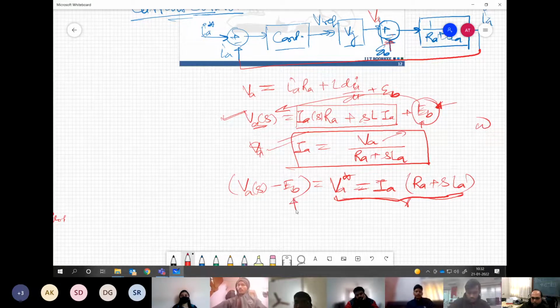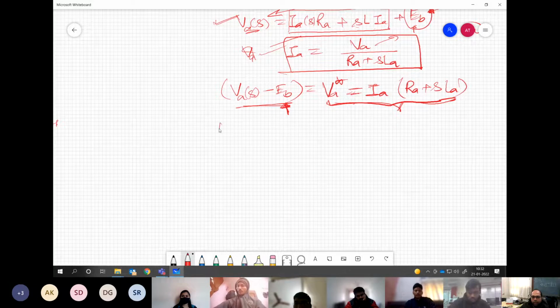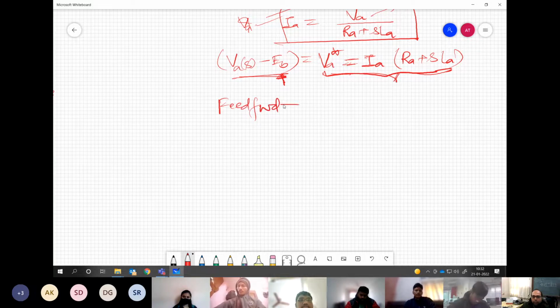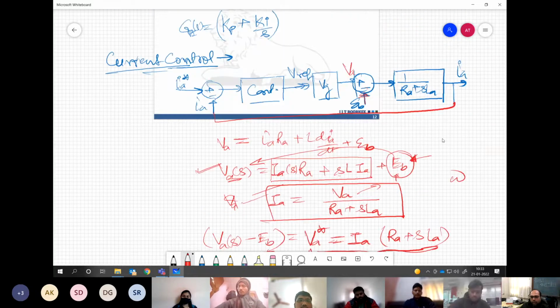So basically, whatever this extra term is in this VA star, to linearize this, we feed forward this. We compensate this component in a feed forward way. So we just add this value somewhere so that the effect of this EB subtraction is nullified. We add it somewhere in the controller output.